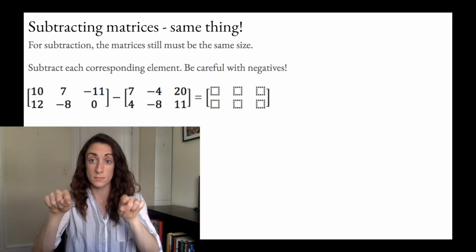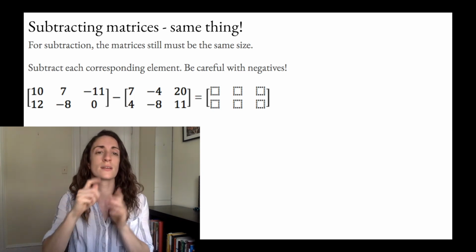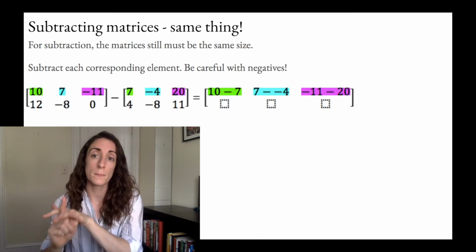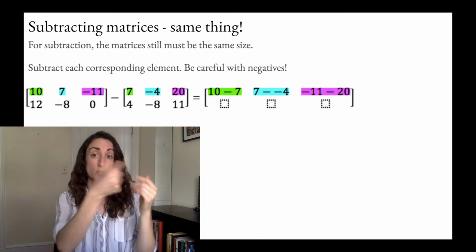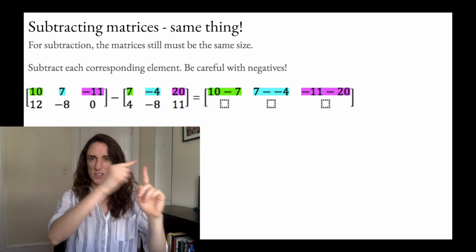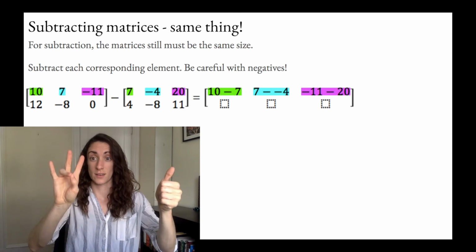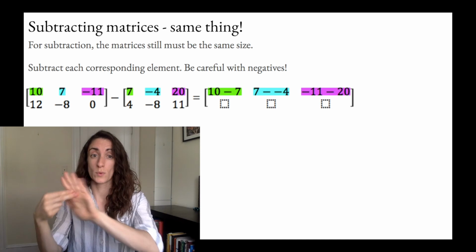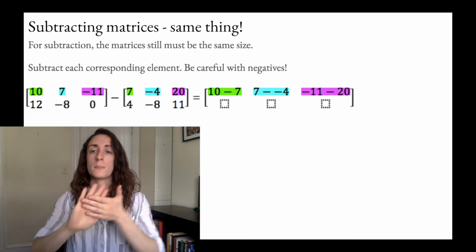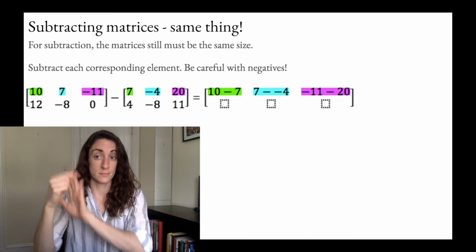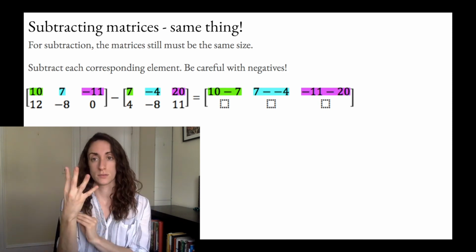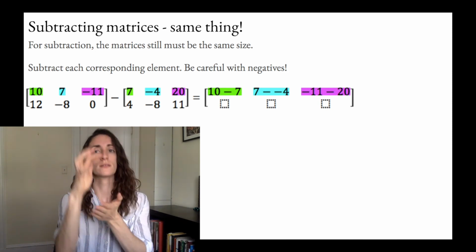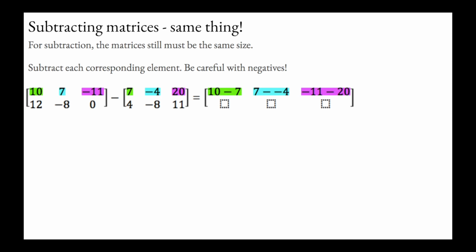Subtracting matrices works just the same way. Keep an eye out for possible double negatives popping up and just be careful with those. So in this example, we've got our green highlighted elements, 10 and 7, so we'll have 10 minus 7 in the final matrix. 7 and -4 are highlighted in blue, so that'll be 7 minus -4, which will then be 7 plus 4. And the third element in the top row, -11 and 20, will give us -11 minus 20 in the final matrix.